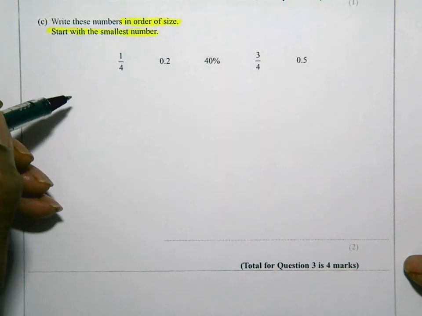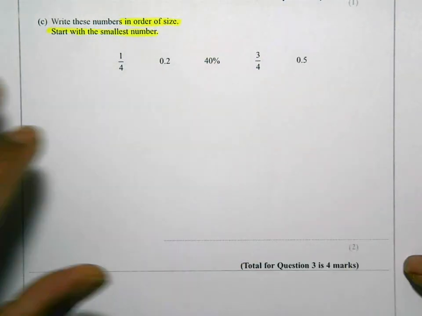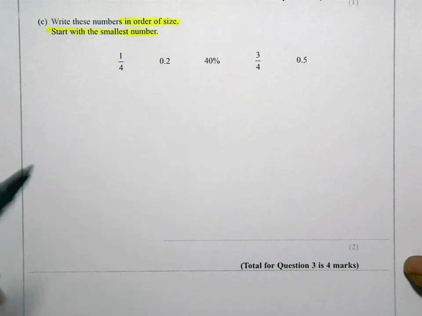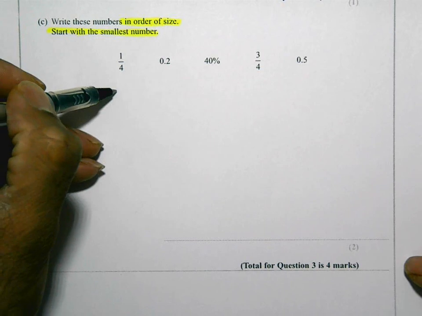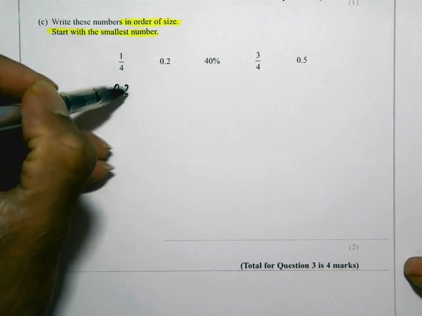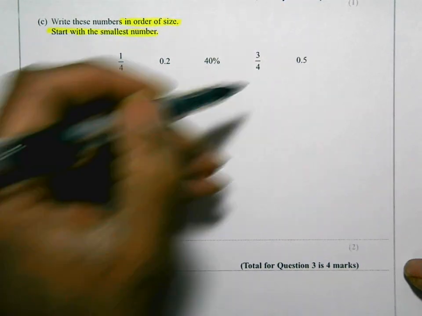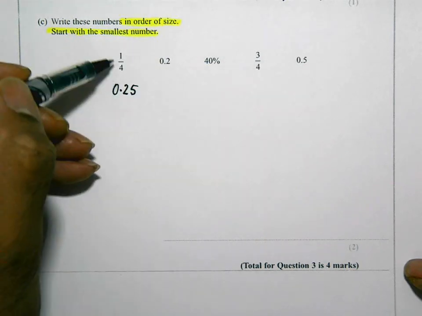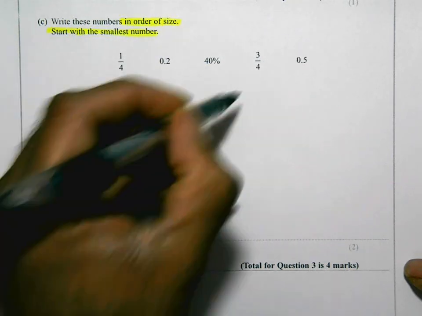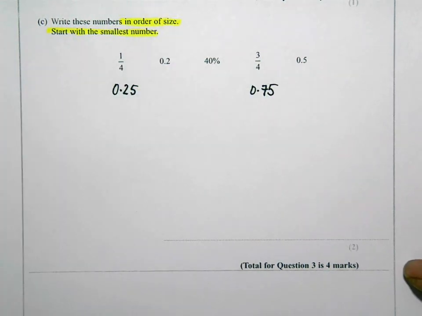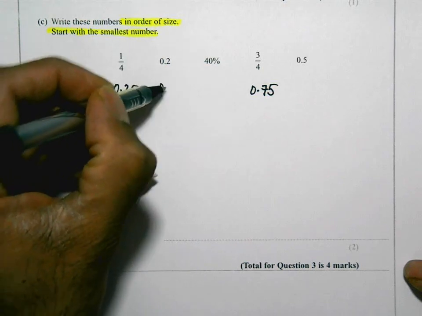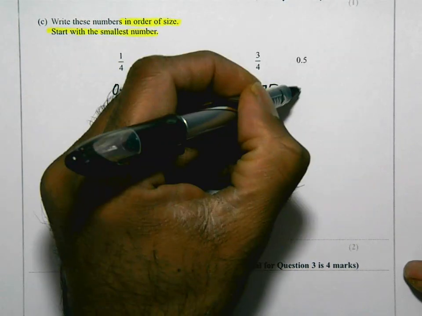What I'm going to do is I'm going to write them all as decimals. And these are some standard decimals, and you should know these. So that there is a quarter, so that's 0.25. You should know that. That 3/4, so that's 3 lots of a quarter. 3 lots of 0.25, that's 0.75. So I've changed the fractions into decimals. That decimal there, I'm going to rewrite it.